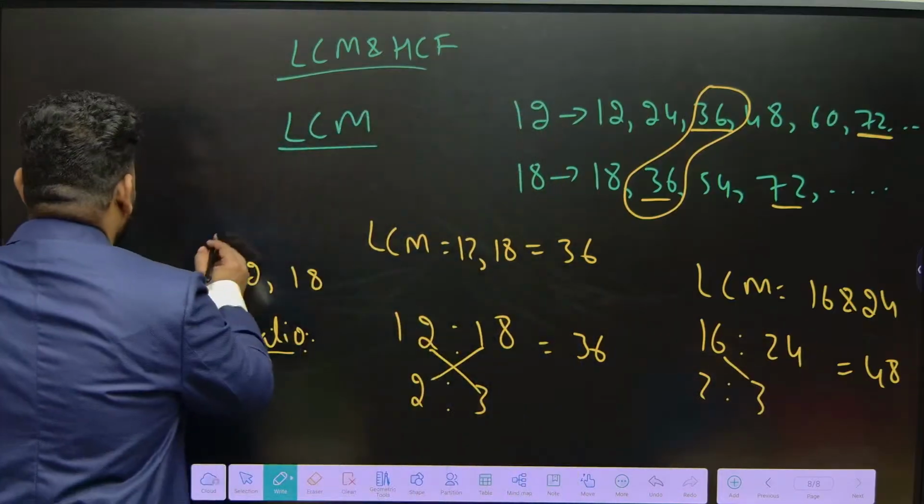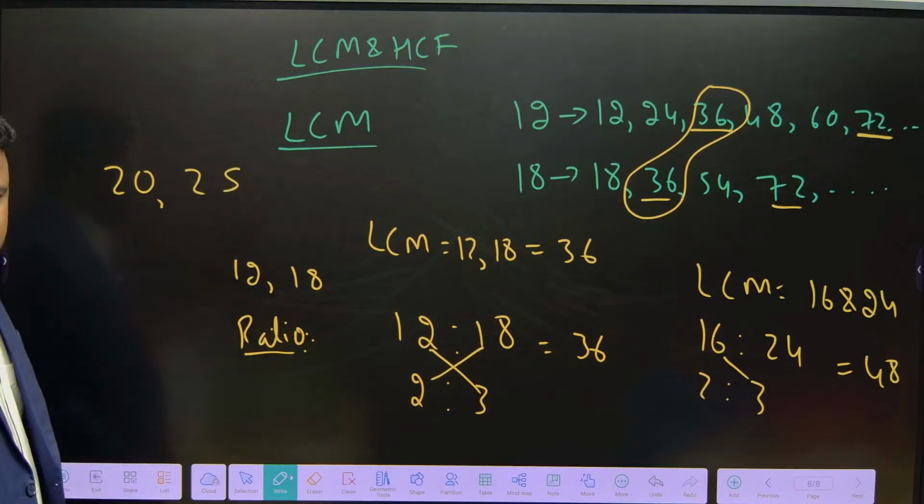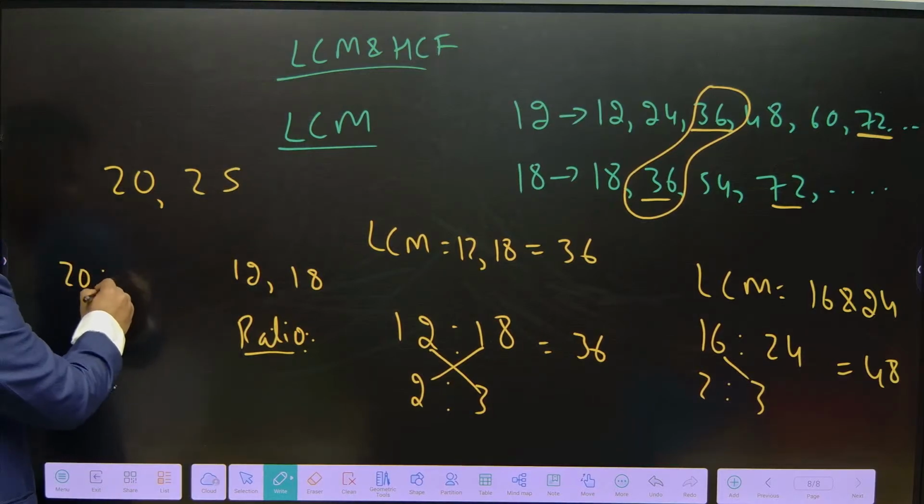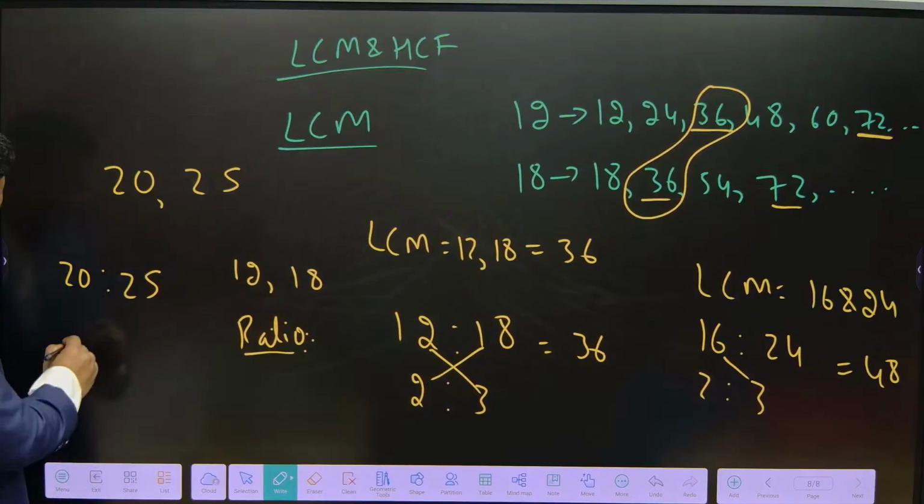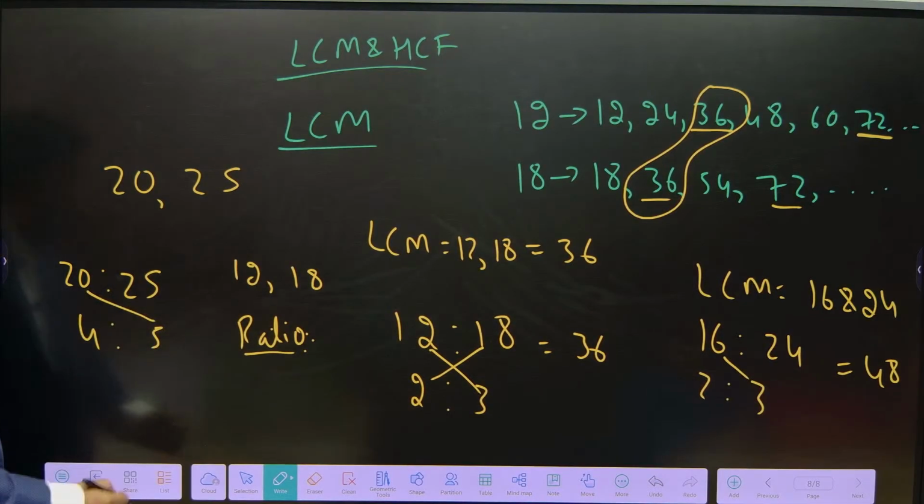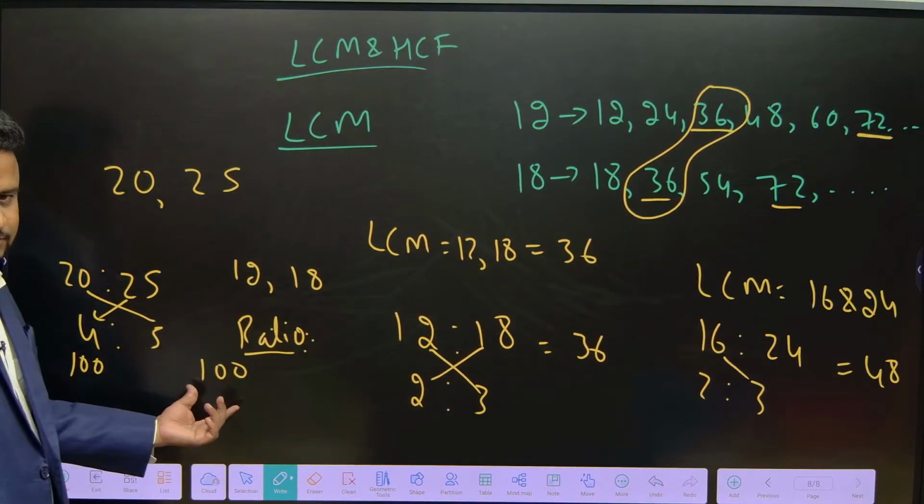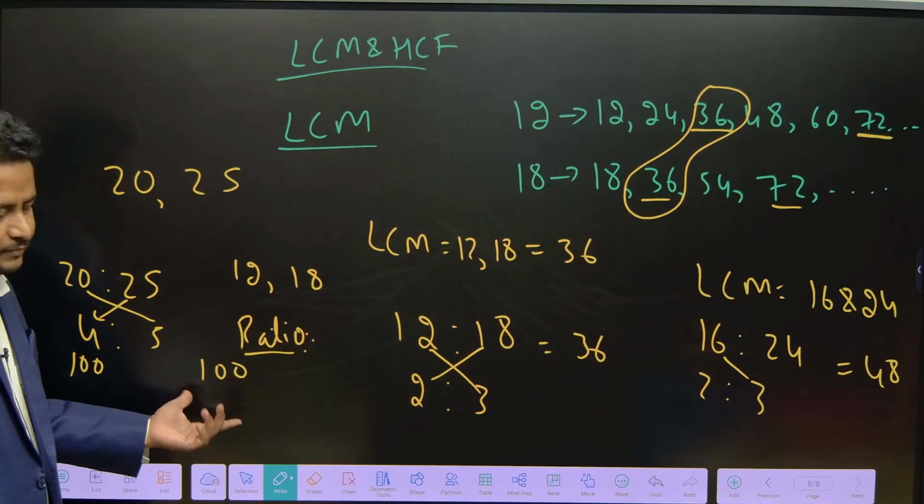Suppose I want you to find the LCM of 20 and 25. The ratio method you will use. 20 is to 25. What will you write? 5 4s are 20, 5 5s are 25. So 20 into 5 is 100, or 25 into 4 is 100. So the LCM is 100. Got it? Fine.